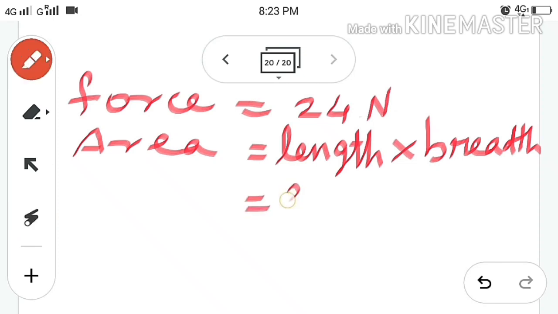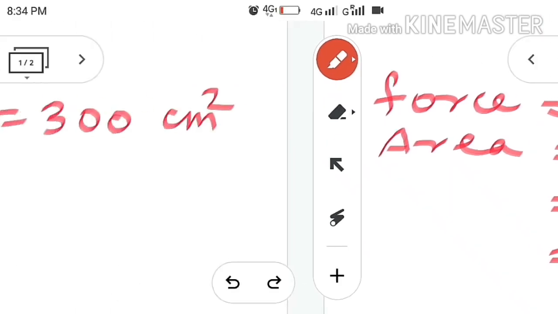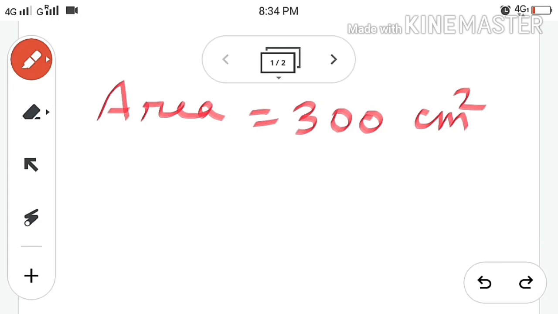Length 30 centimeter, breadth is 10 centimeter. So what do we get here? 30 into 10 will be 300. Centimeter into centimeter will become, children, what is that? It is centimeter square. Children, the value of area is obtained in centimeter square, but do you know what is the SI unit of area? It is meter square.